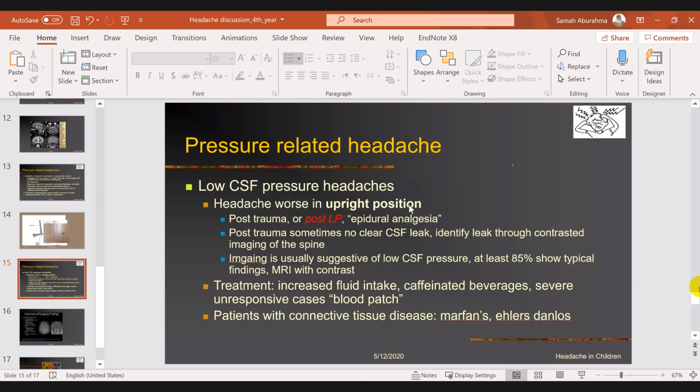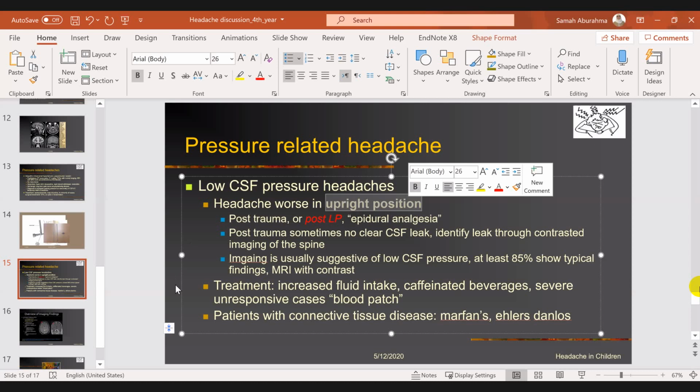The patient describes very clearly that when lying down he feels fine. Immediately upon assuming the upright position they immediately have a headache. And once they lie down, the headache improves. This is characteristic for low CSF pressure headache. What happens is that when the patient sits or stands, the brain, because of low CSF pressure, sags downward. So there is tension or stretching of the dura mater. This is the cause of the headache.